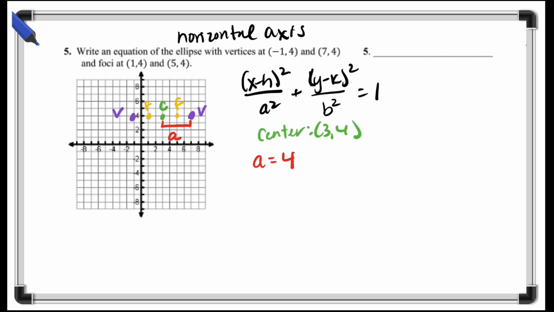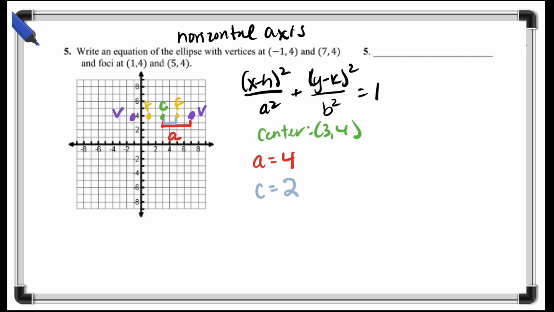Now when you look at what your C is, right, your C distance is from your center to your focus, which is, again, right here. So that's your little c, and then the c is going to be 2. Now from there, you can figure out what your b is, right?